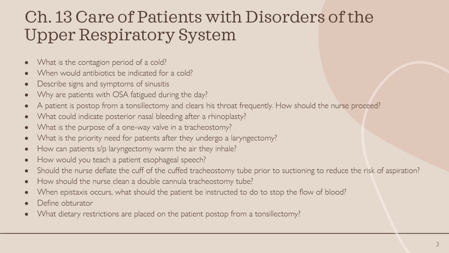What is the purpose of a one-way valve in a tracheostomy? We can see this on page 288. A one-way tracheostomy valve box can be fitted into the tube opening. It will allow air to be inhaled through the tracheostomy opening, but the valve closes when the patient exhales. This will divert the exhaled air through the larynx and enable them to speak.